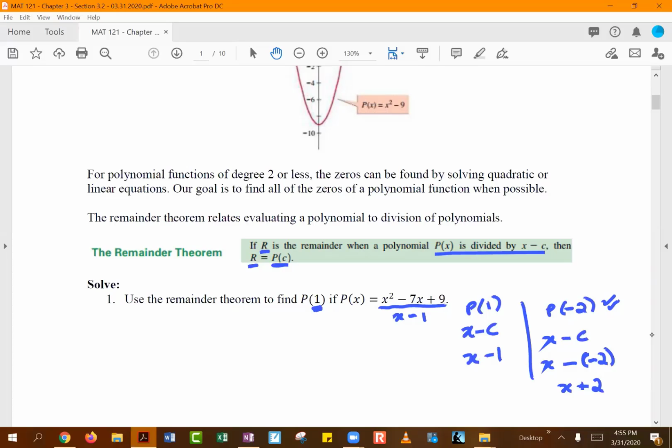So you kind of have to be careful about what sign this number will have, and then based on that, we will know what we are dividing by. So let's go ahead and take a look at how we can use this remainder theorem to see what this value comes out to be when we try to find P of 1.